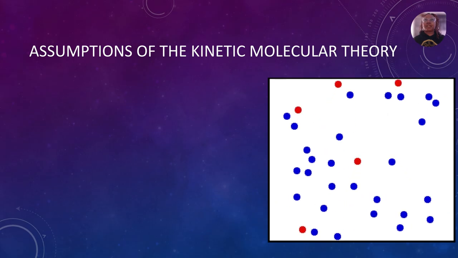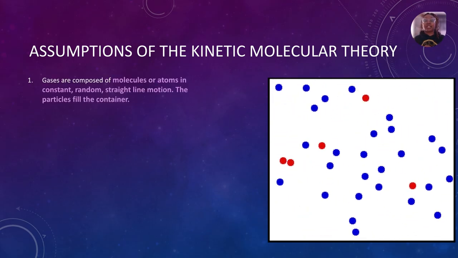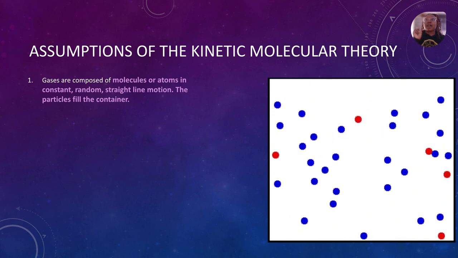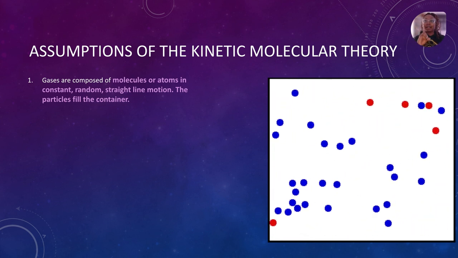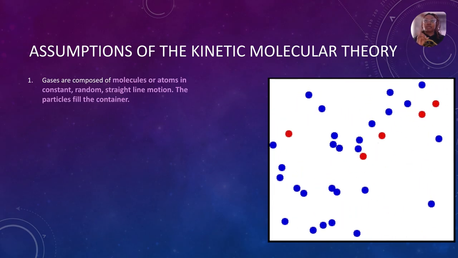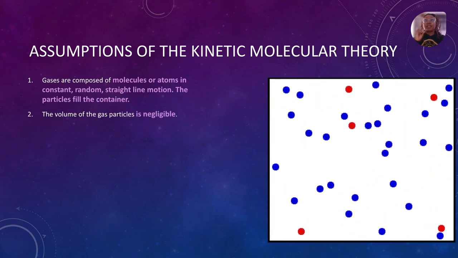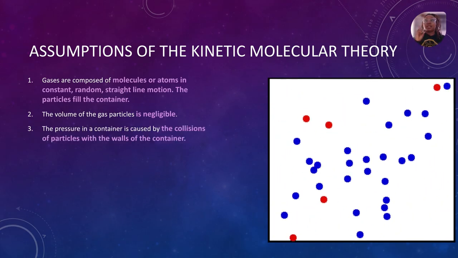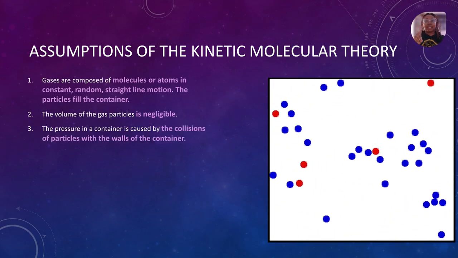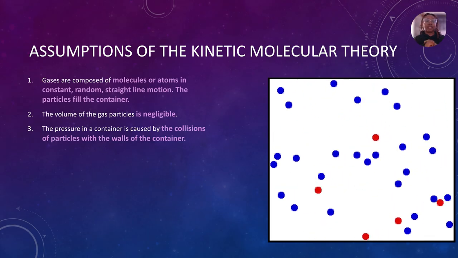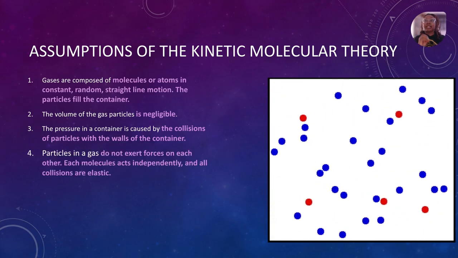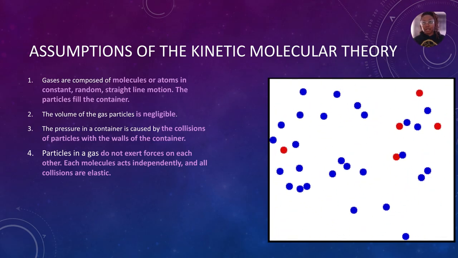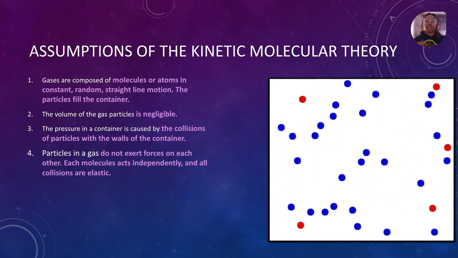Okay. So assumptions of kinetic molecular theory. This is KMT, kinetic molecular theory, that you should be able to explain. All right, gases are made of molecules or atoms in constant random straight line motion. The particles fill the container. The volume of the particles is negligible, meaning does not matter. The pressure in the container is caused by the collisions of particles with the walls of the container. Particles in a gas do not exert forces on each other. Each molecule acts independently and all collisions are elastic.